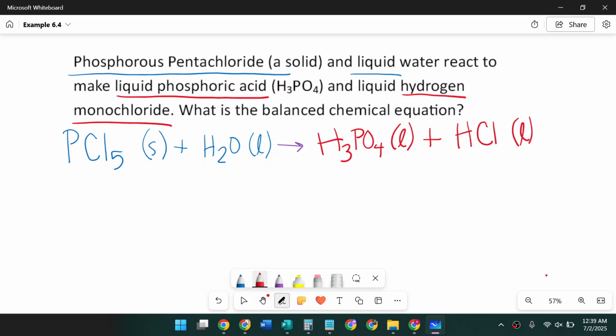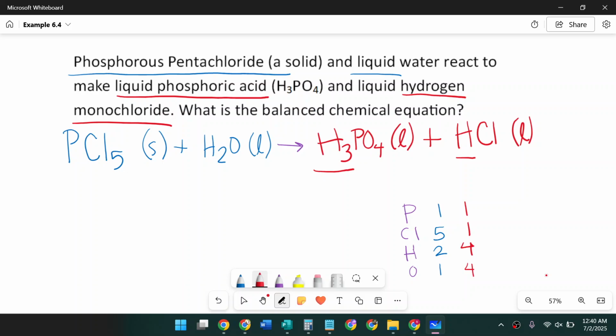So now let's start comparing. Let's make a chart. So we have P, Cl, H, and O's to worry about. So on the left we have 1P, 5Cl, 2H, 1O. And then on the product side we have hydrogen in 2 places, so we're going to have to be careful about this one. So we have 3 plus 1 makes 4. We have 1P, we have 4O, and we have 1Cl. Alright, for this one, we can choose to either work our way straight across, or we can go in any order that makes the most sense.